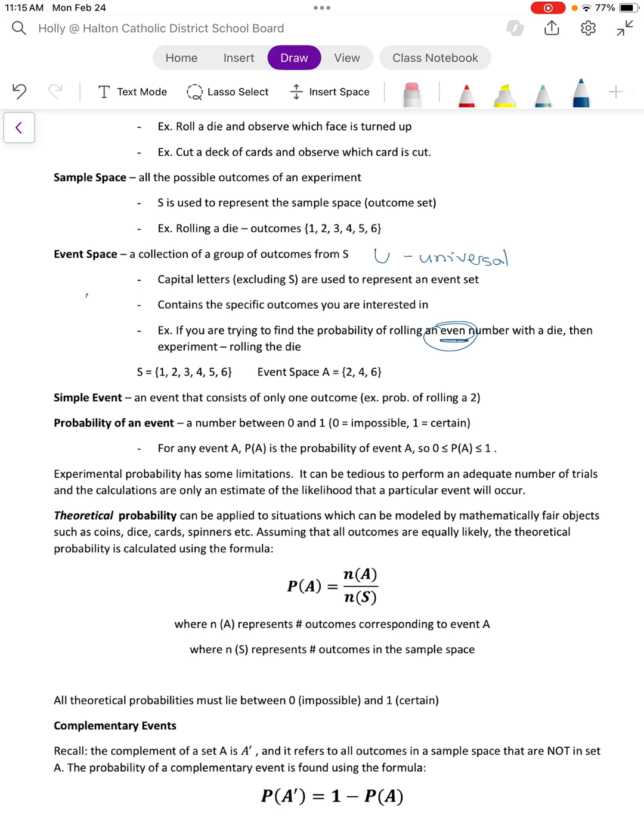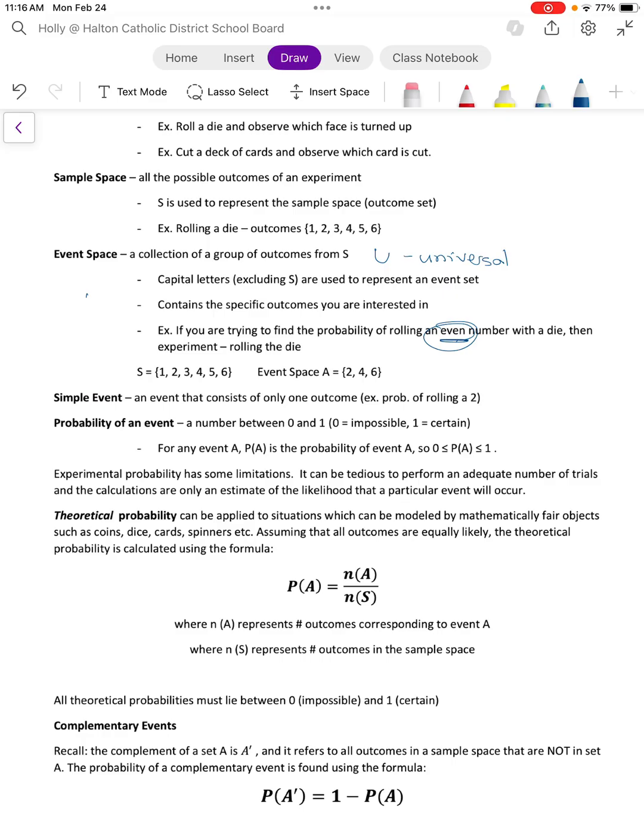So a simple event is an event that consists of only one outcome. The probability of an event is a number between 0 and 1. And the problem with experimental probability is it's tedious. I gave you the data sets for the previous lesson, but it becomes tedious tossing a coin 50 times over, rolling a die, and looking at spinners, etc. All of that becomes tedious, even though we have a lot of online programs that can help us with that. Performing the experiment, recording the data, making sure you're accurate without making mistakes, all becomes a bit tedious to do.